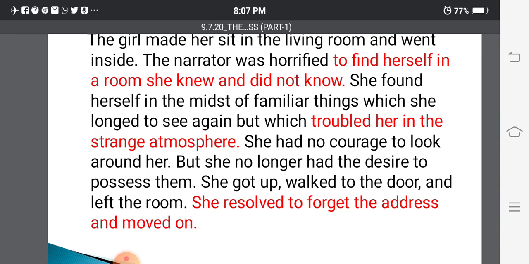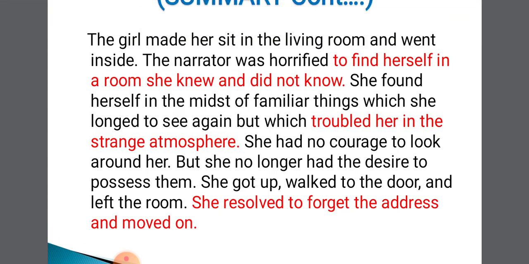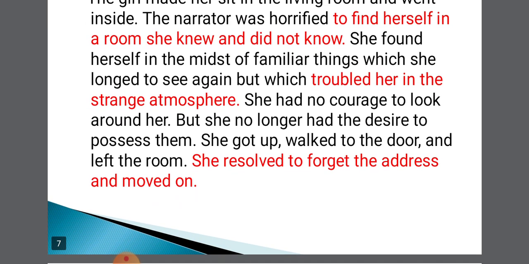Okay, and that actually troubled her in that strange atmosphere. She was getting a kind of trouble. Now she had no courage to look around her, but she no longer had the desire also to possess those things. She got up, walked to the door and left the room. She resolved to forget the address and moved on.